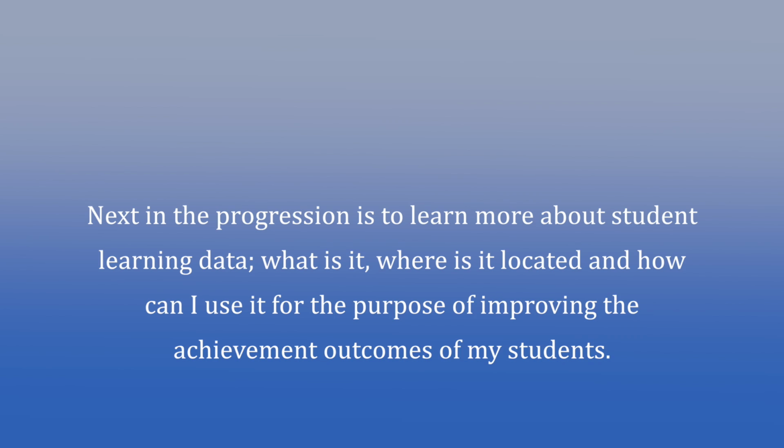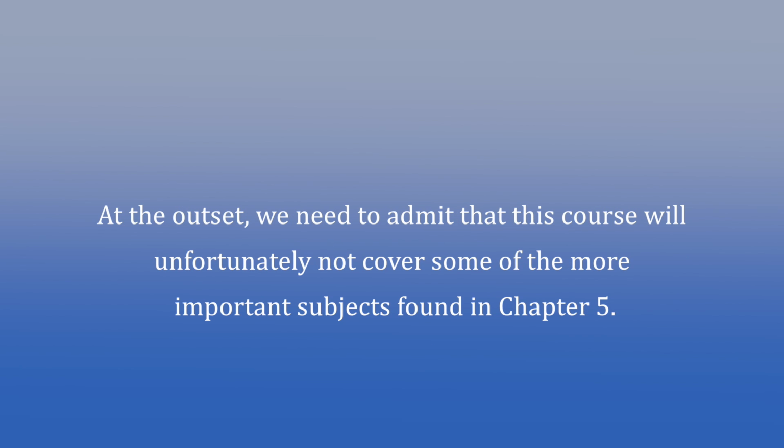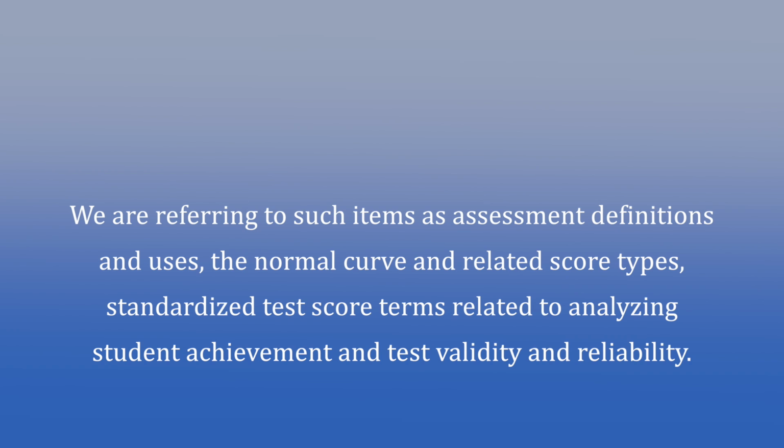What is it, where is it located, and how can I use it for the purpose of improving the achievement outcomes of my students? At the outset, we need to admit that this course will unfortunately not cover some of the more important subjects found in Chapter 5. We are referring to such items as assessment definitions and uses, the normal curve and related score types, standardized test score terms related to analyzing student achievement, and test validity and reliability.